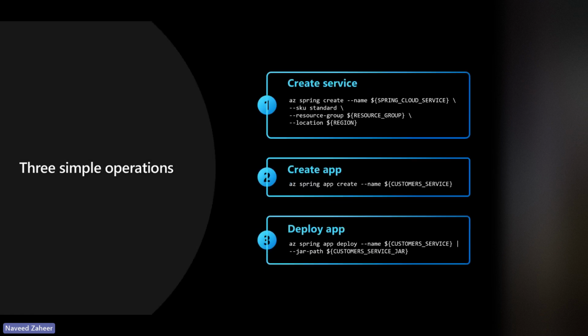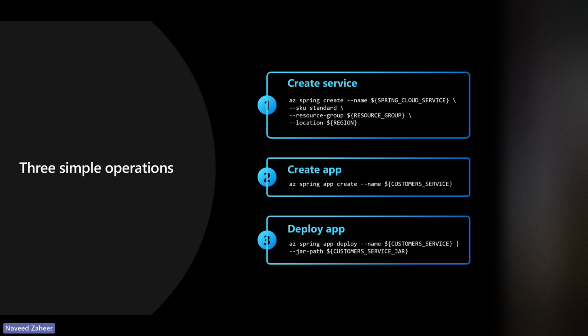It's very simple the way you deploy an app. First, you create the service, which is the Azure Spring Apps service, with 3 lines of code in the CLI. Second, you create an app in that service. The third is you take the code or jar file of your service and deploy it. That's it. That's all you have to do.